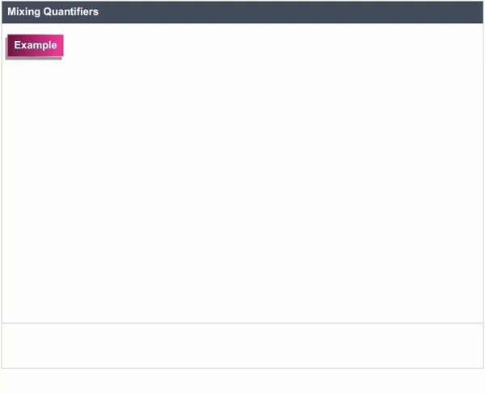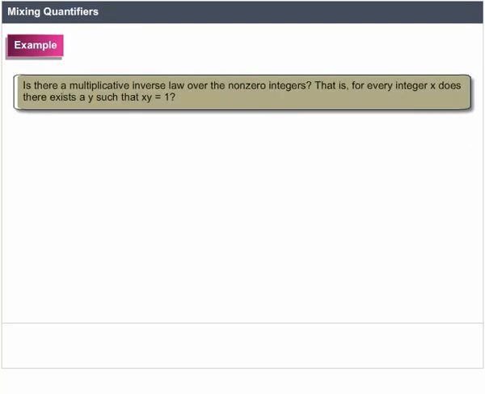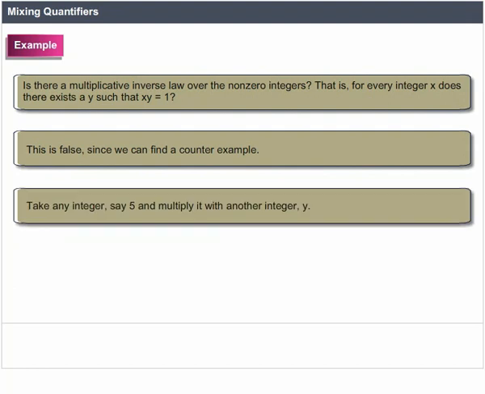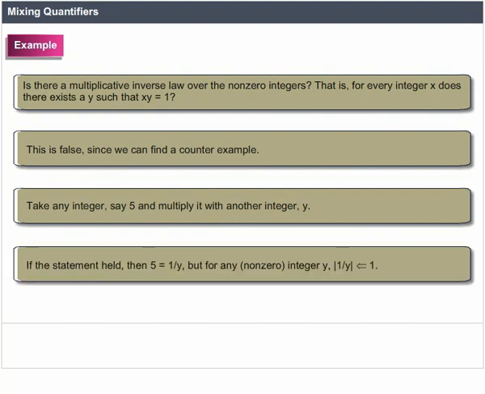Example: is there a multiplicative inverse law over the non-zero integers? That is, for every integer x, does there exist a y such that xy equals 1? This is false, since we can find a counterexample. Take any integer, say 5, and multiply it with another integer y. If the statement held, then y would equal 1/5, but for any non-zero integer y, the modulus of 1/y is less than or equal to 1.